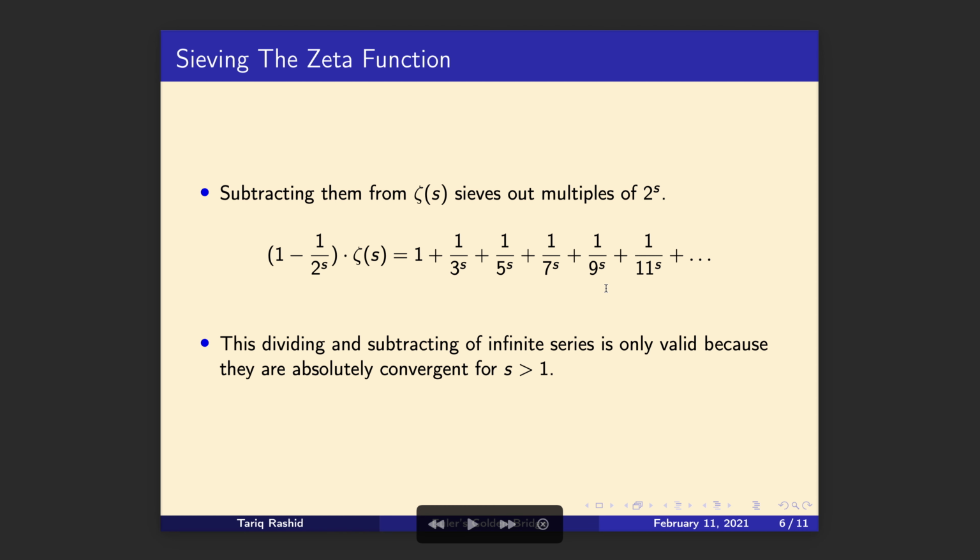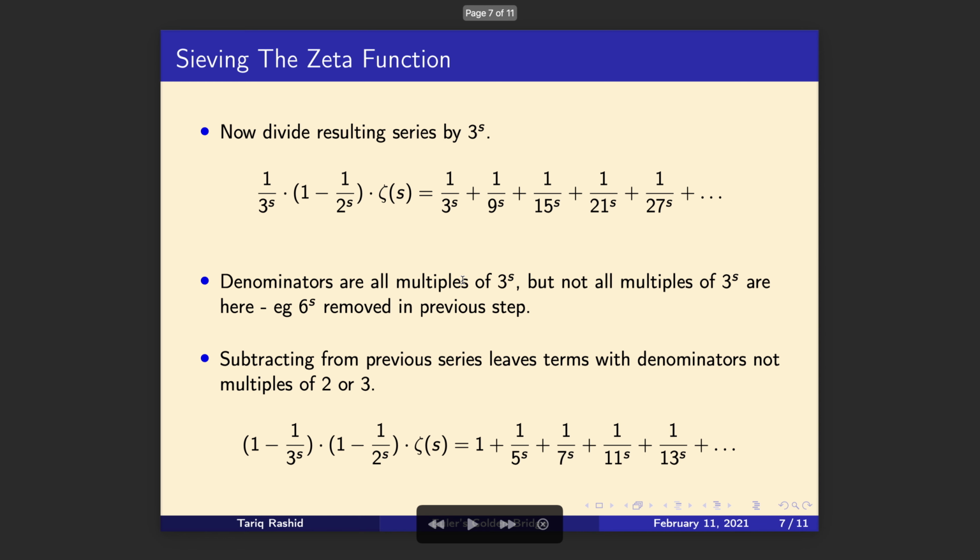So now let's see if we can do the same thing again. Looking at this, we've taken out multiples of 2 to the s, and we're now left with something with odd numbers. Let's take out multiples of 3 to the s, and we do that by dividing this whole thing by 3 to the s and going through that same process of removing it from this. Let's write that out so you can see.